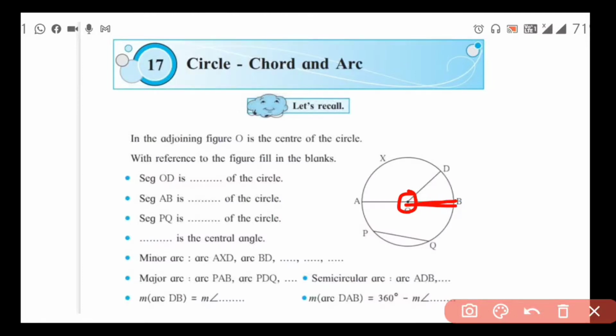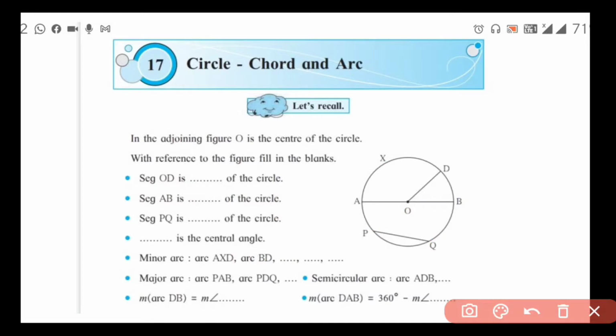So OB is also a radius. Then we can say OA also radius. If I join O with Q, OQ is also radius because it is the distance which joins the circle with the center of the circle. So OP, if I draw, OP is also a radius. If I draw OX, OX is also a radius. So in this way we can draw innumerable, uncountable radii to the circle. So answer of first fill in the blank is radius.